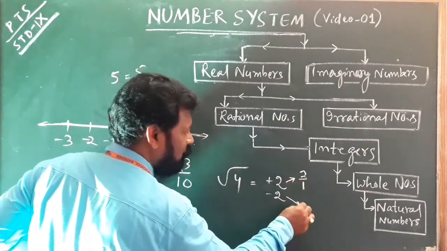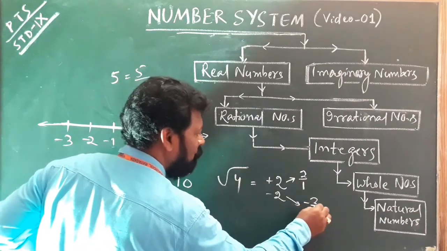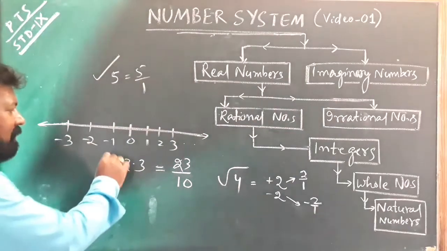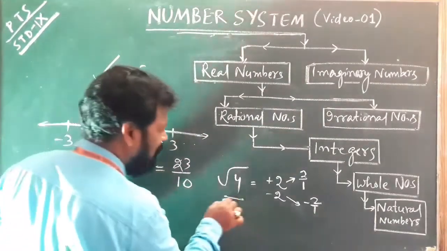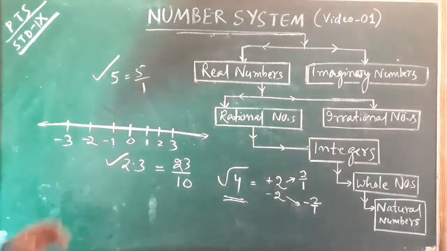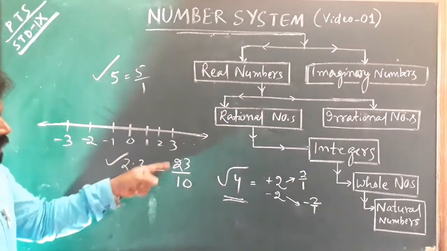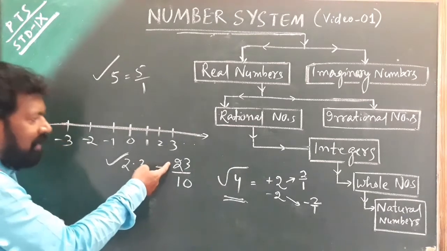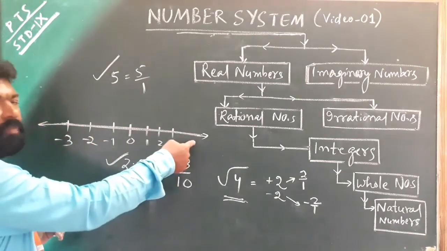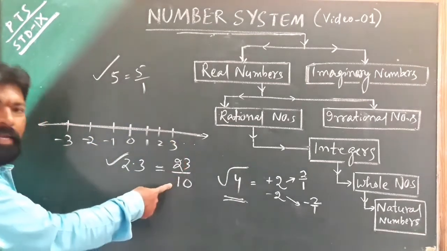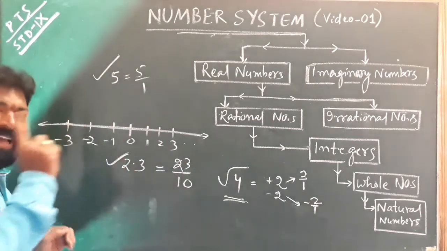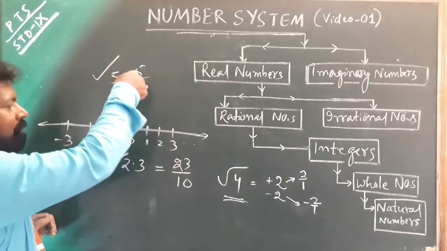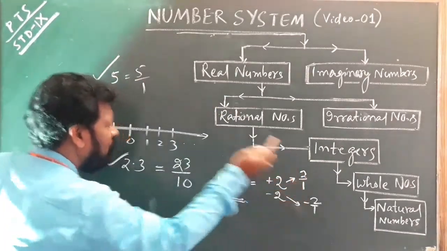And minus 2 can also be written in the form of minus 2 by 1. So, this number is a rational number, this number is a rational number, even these numbers are also rational numbers. So, a rational number is a number which can be represented in the form of a fraction where the numerator belongs to the integers and the denominator also belongs to the integers except 0. So, here 23 or 5 or here 2 and 2.